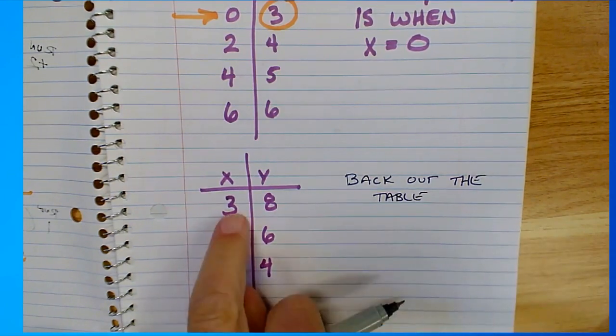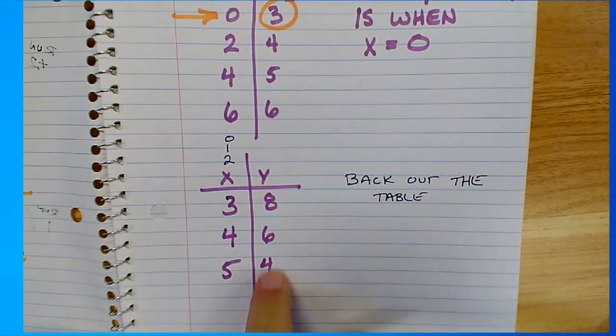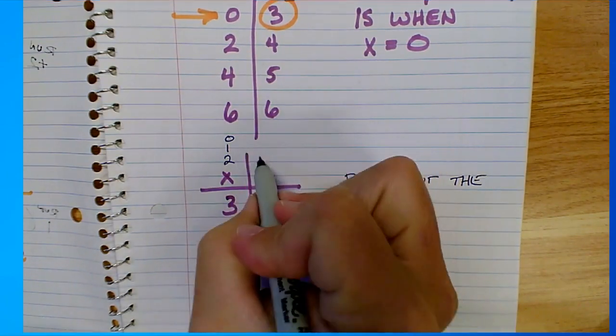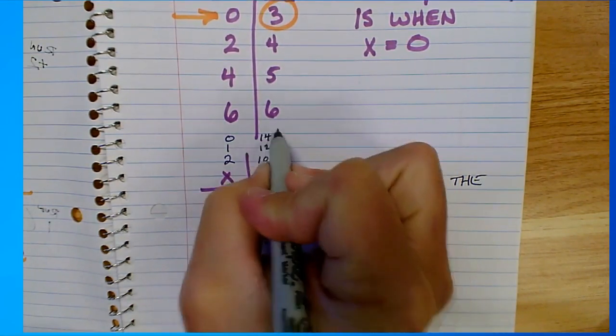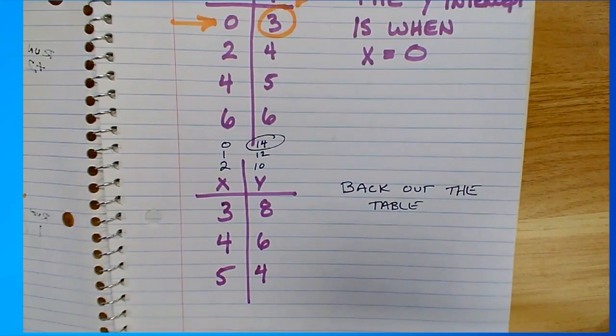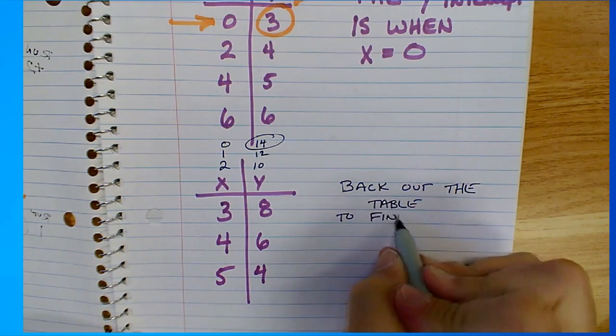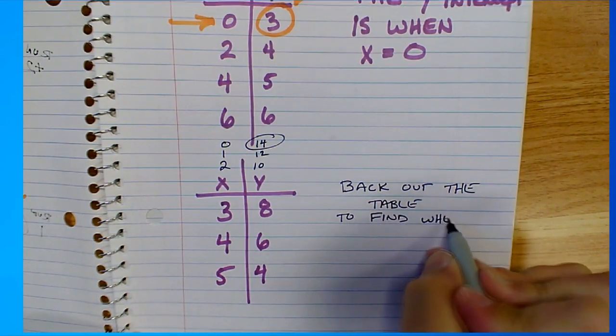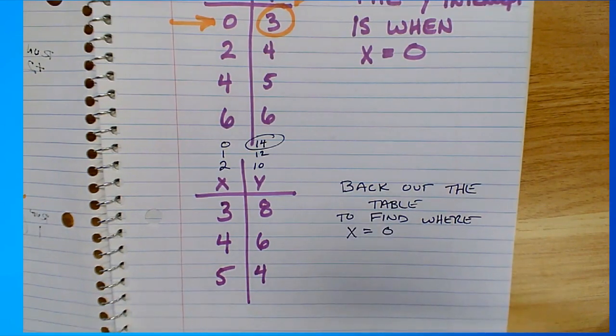So 5, 4, 3, 2, 1, 0. 4, 6, 8, what comes next? 10, what comes next? 12, what comes next? 14. There's my y-intercept at 14. Back out the table to find where x equals 0. And my final magical word is table, T-A-B-L-E.